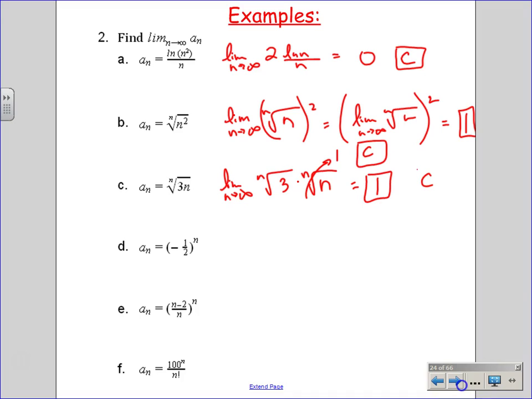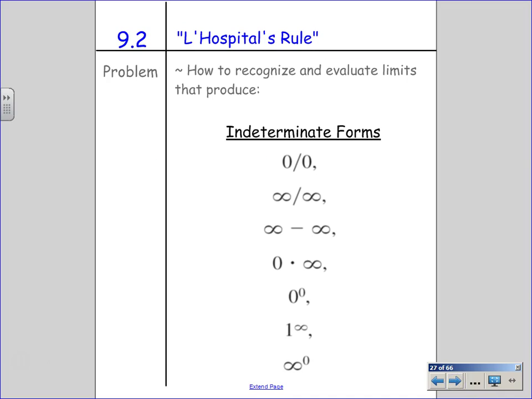Oh. We were so confident. Oh, because we rewrote it like 3n to the 1 over n. Yeah. But technically the n to the 1 over n does need the property because it's indeterminate. You can't say that's 1.